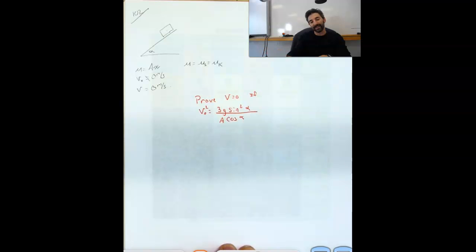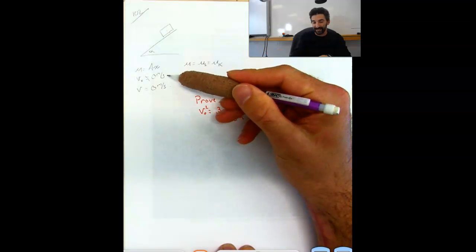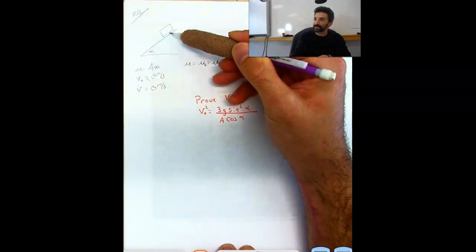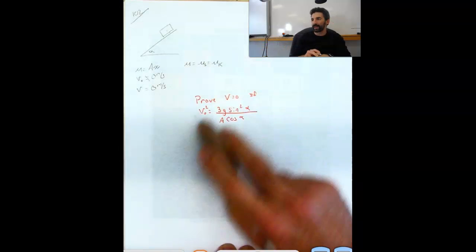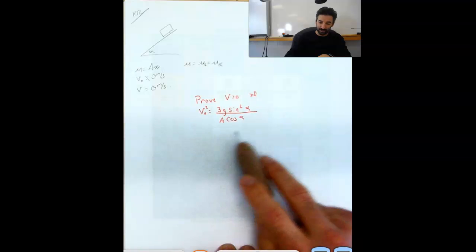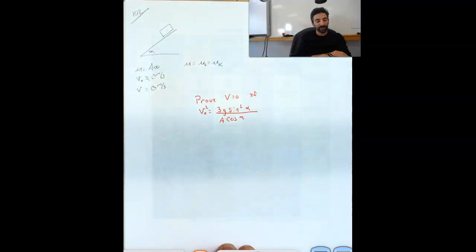The other things they tell us is that the initial velocity is not zero. It does stop on this hill, so they tell us the final velocity is zero. And we're trying to prove what I have written here, that v squared is equal to this giant type of equation. So lots of things going on.